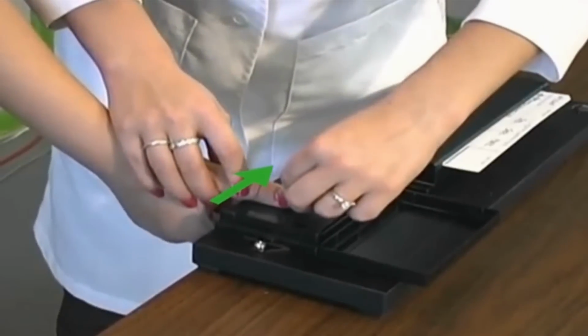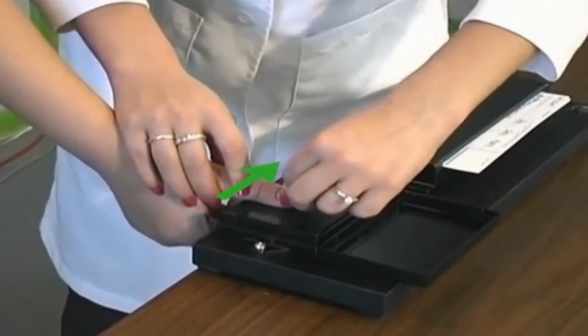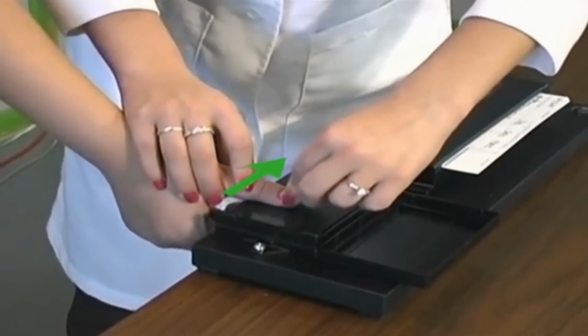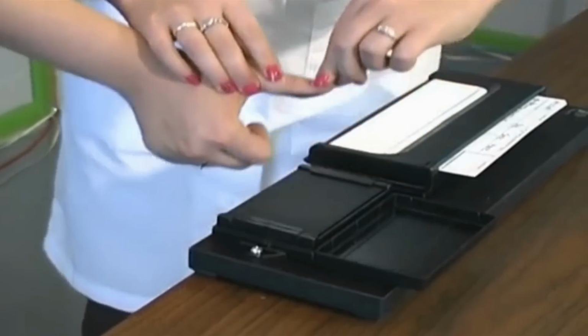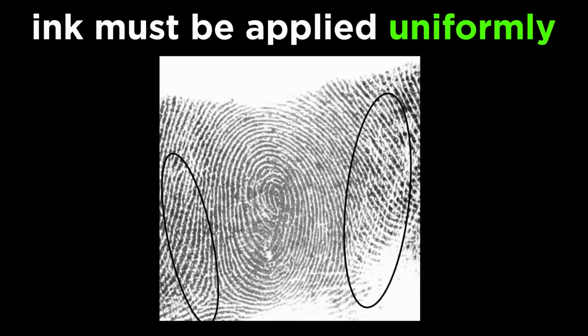The investigator then holds the finger of the subject and rolls it from nail to nail on the ink pad. The fingers are rolled in such a way that the portion of the finger from one edge of the nail to the other and the area between the tip of the finger to the crease of the first joint is evenly covered with ink. The uniformity of ink is very important here, as otherwise the pattern will appear smudged.